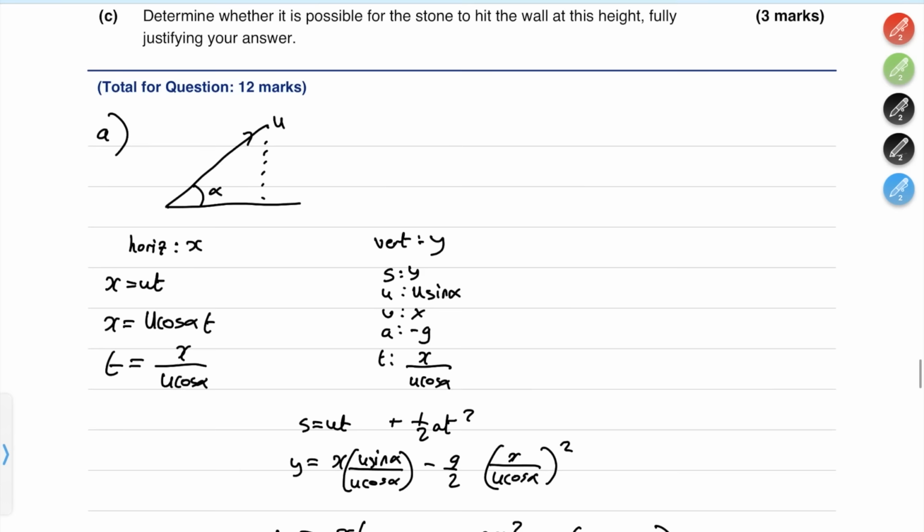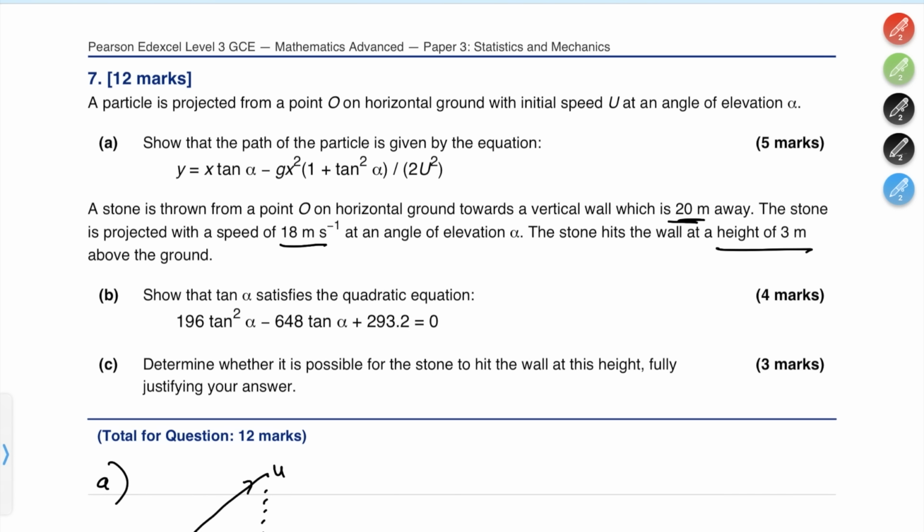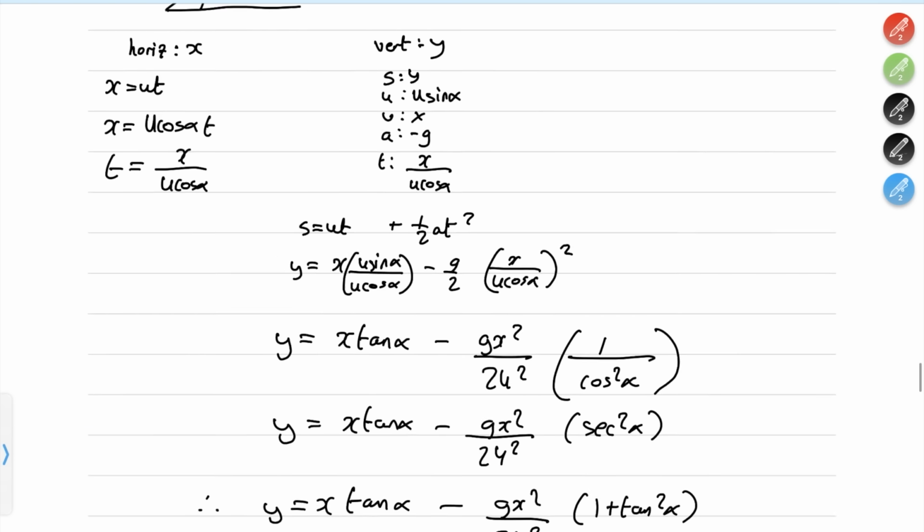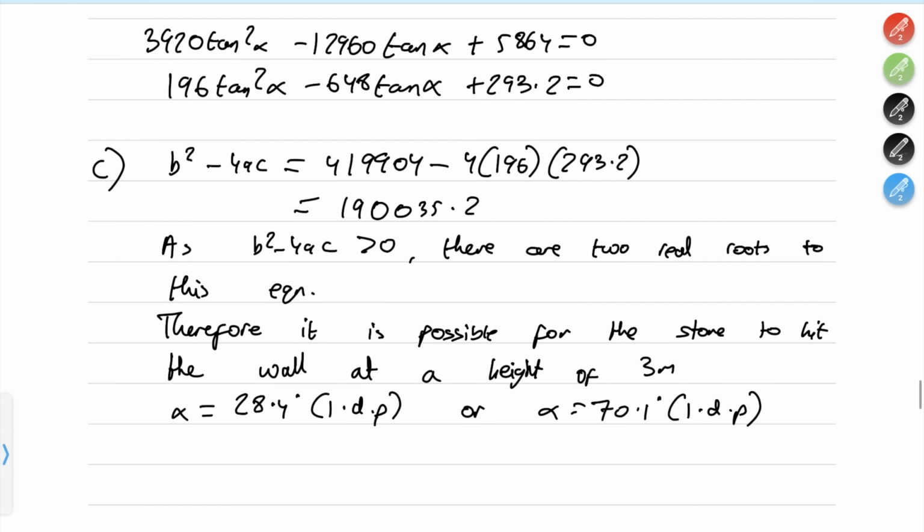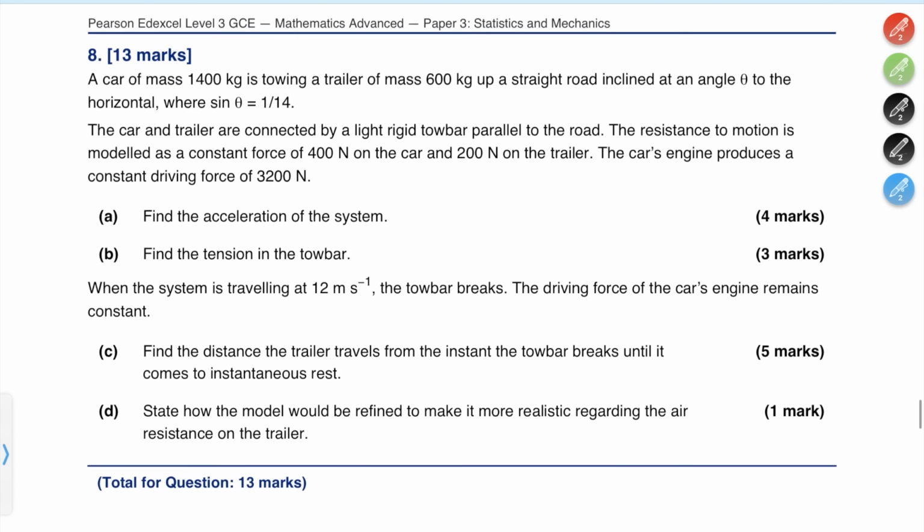So I understand that might have been a bit confusing. The wording wasn't too great because it does say the stone hits a wall. So I should have said, show mathematically that it is possible. But hopefully that method does make sense. In an exam, they would obviously phrase that much better. And we can now move on to question 8.